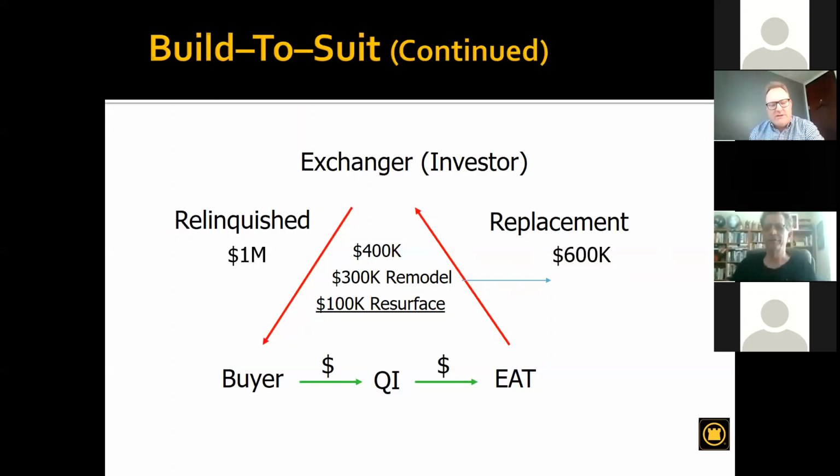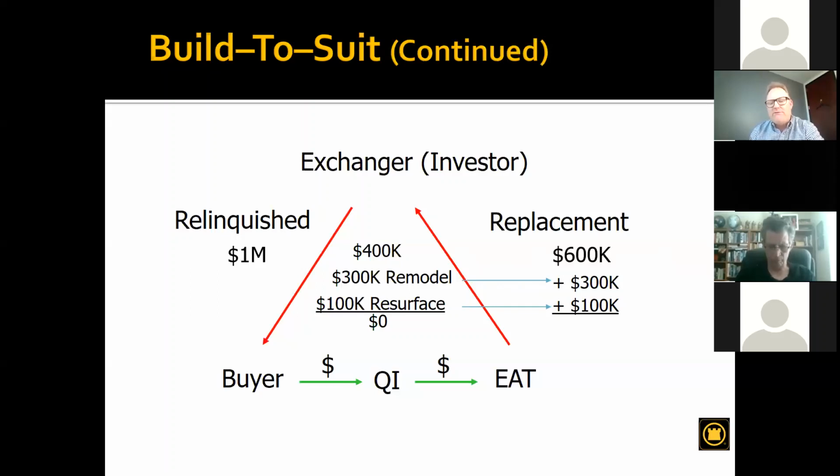And so escrow closes, we start the remodel, the contractors get completed with the remodel, they come to the title holder and say, hey, we need to get paid. The investor checks it off basically and says, hey, this is good. So we pay them out of the exchange account, $300,000. We do the same thing for the resurfacing of the parking lot and pay them out of the exchange account. Our exchange account now is at zero. We have spent all of the equity that was in the exchange account. We have $400,000 of improvements.